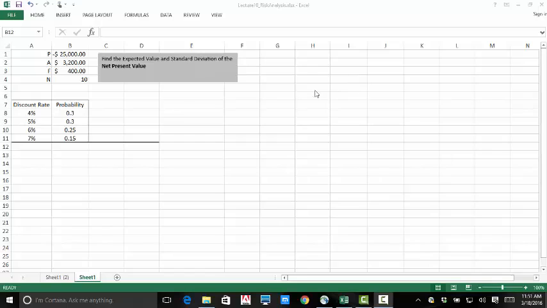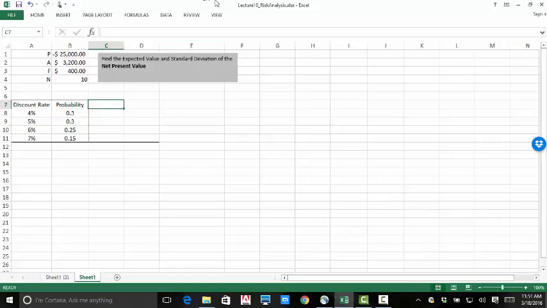So basically we have three cash flows: a present value, an annuity, and then a future value. We are being asked to find the expected value and standard deviation of the net present value after 10 years. There is a discount rate that we are unsure about. We believe there's a 30% chance that there's going to be a discount rate of 4%, and so on, according to this table. So let's get started.